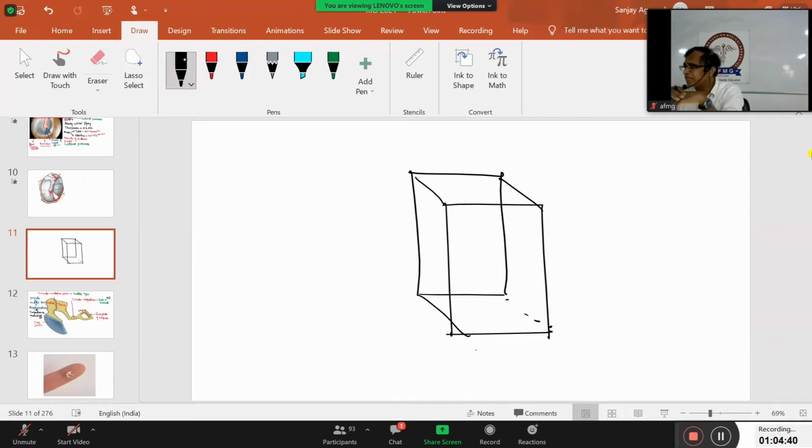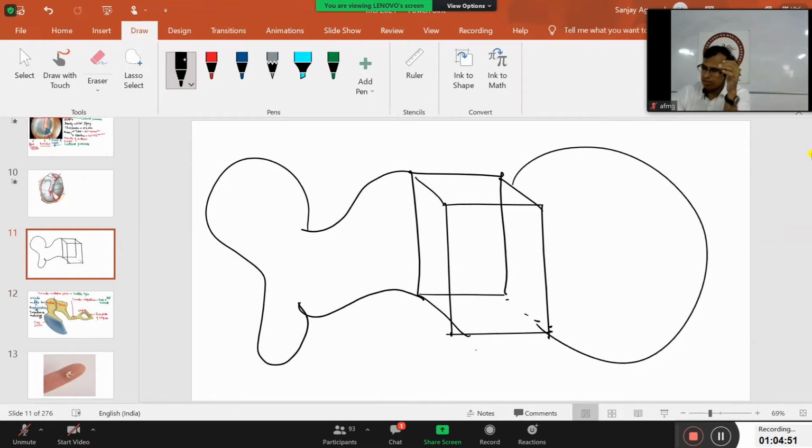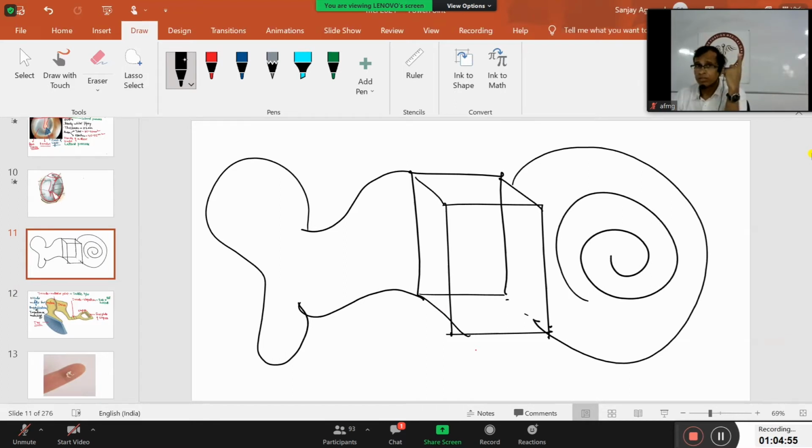Now, into this middle ear, if I add the external ear and the inner ear, if I draw the canal here and pinna. See, this is the first diagram that I drew, the line diagram which I mentioned. It's the same thing. The only difference is the middle ear is like a box in this diagram. Isn't it?